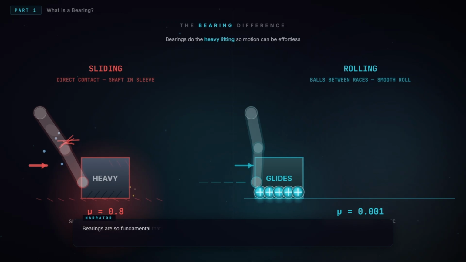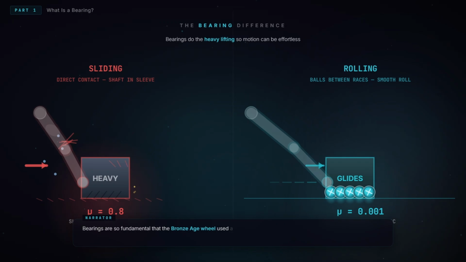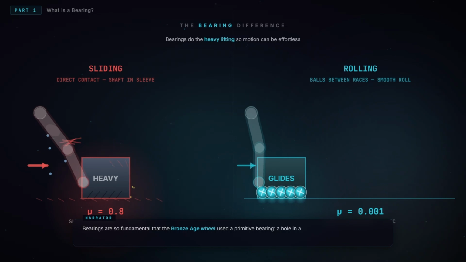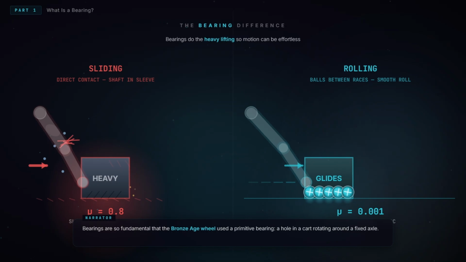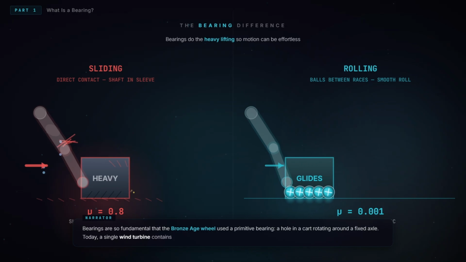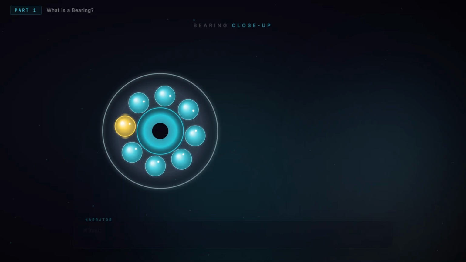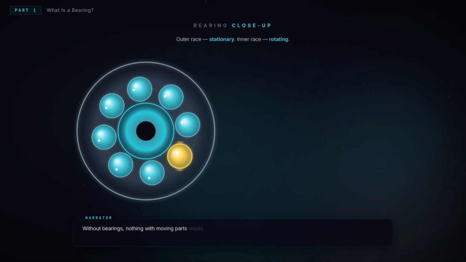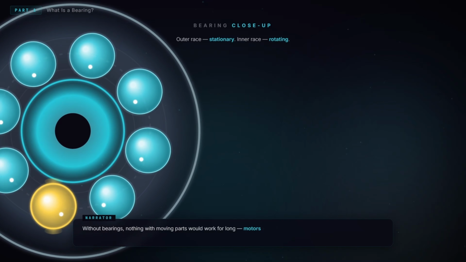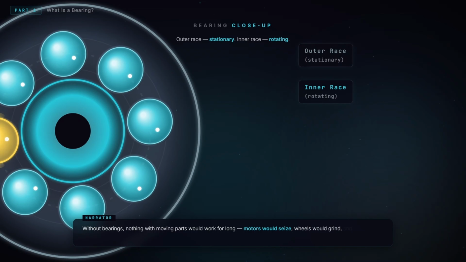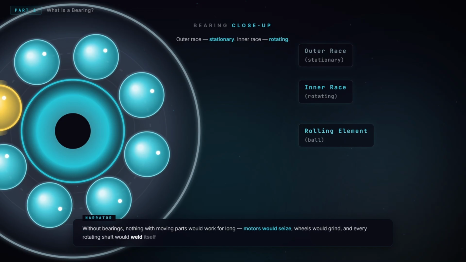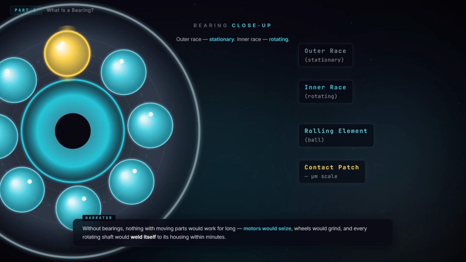Bearings are so fundamental that the Bronze Age wheel used a primitive bearing, a hole in a cart rotating around a fixed axle. Today, a single wind turbine contains over 200 bearings, and an aircraft engine has over 60. Without bearings, nothing with moving parts would work for long. Motors would seize, wheels would grind, and every rotating shaft would weld itself to its housing within minutes.